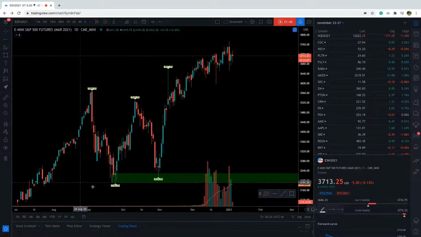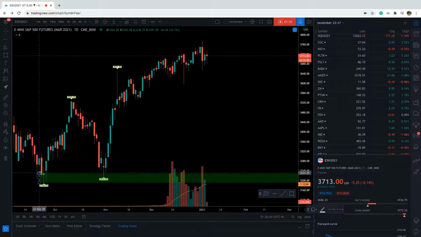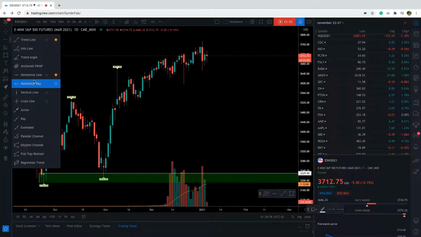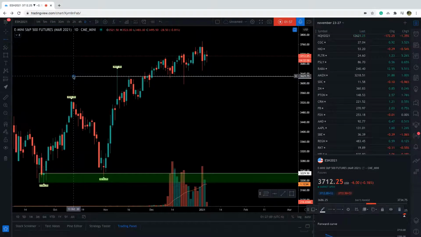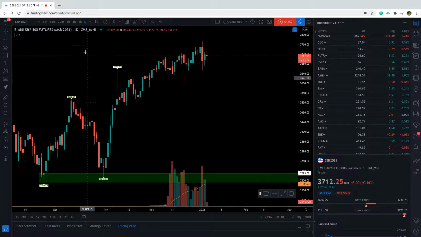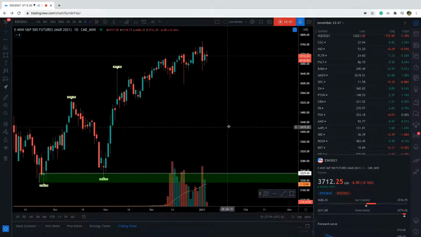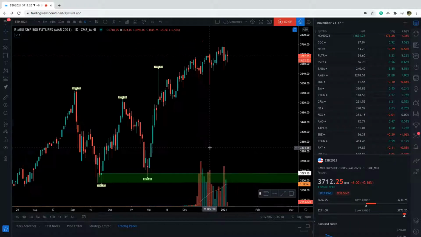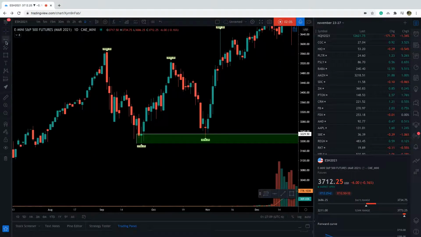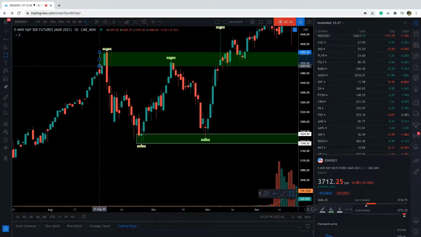And by the way, if you want to mark these zones precisely, you can go in and select price level, horizontal ray. By the way, I'm on tradingview.com. If you are looking for a good charting platform, I highly recommend this. And I would mark the top and the bottom. I go bottom of the wick to top of the body for demand, and for supply, I would go top of the wick to bottom of the body.